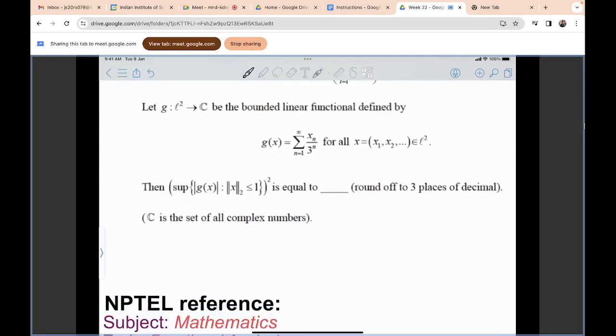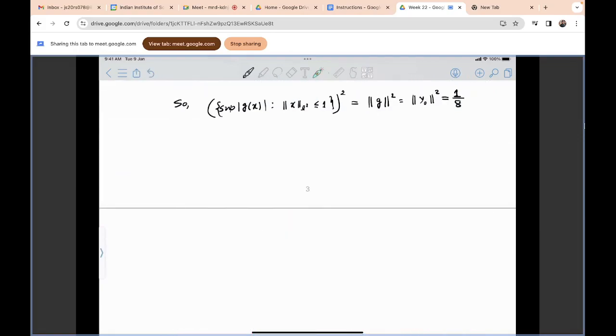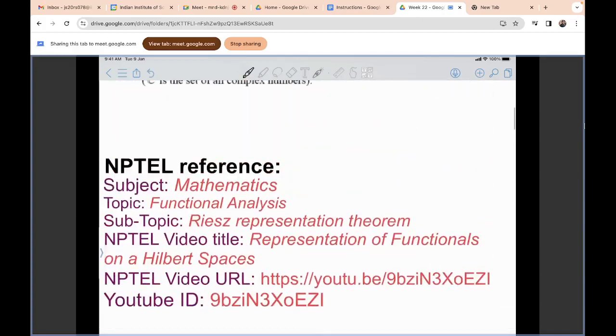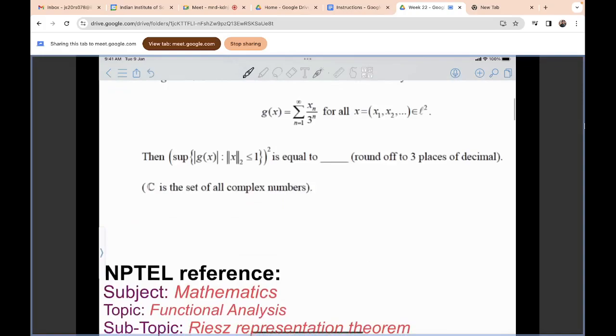Okay, so this we have to write rounded to 3 decimal places. So 1 by 8, if you write it in decimal expansion, you will get 0.125. So the answer is 0.125.